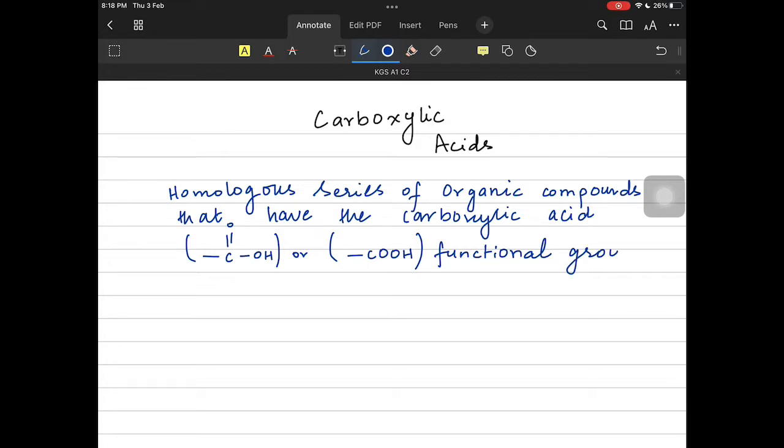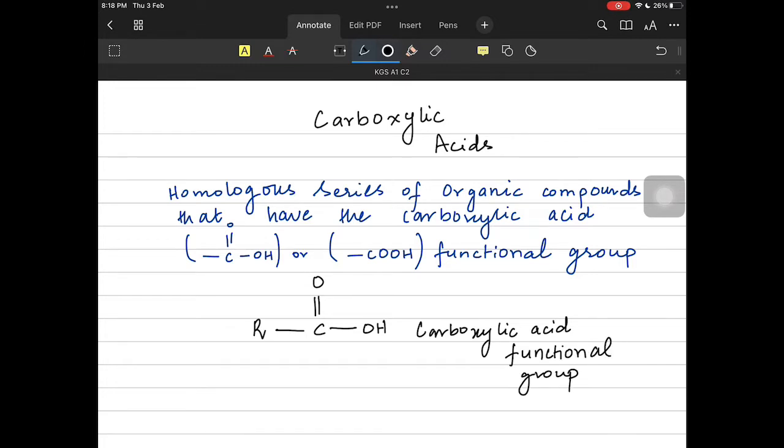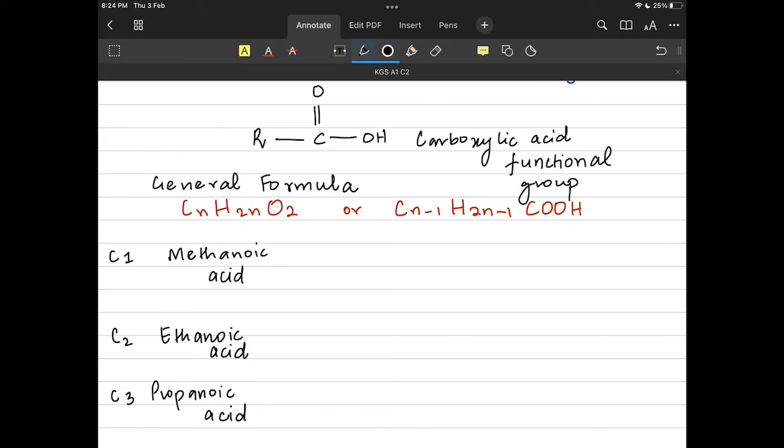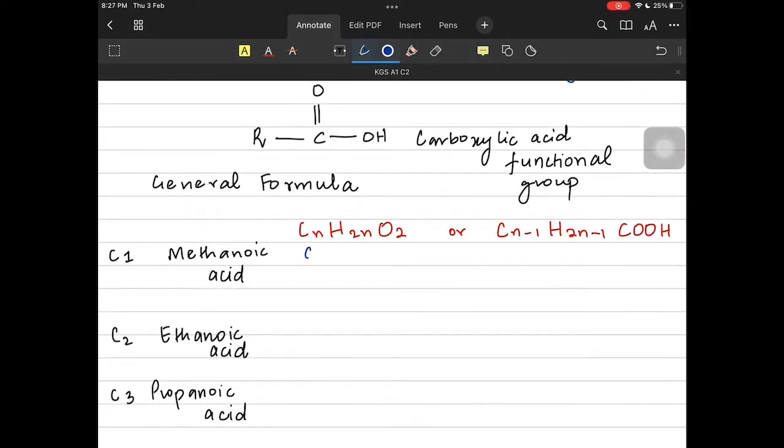You know, functional groups are specific atoms or specific groups of atoms that control the properties of the compound. So it's a C double bonded oxygen, then OH, and then the R could mean anything. It could be H, it could be another carbon, it could be a chain of carbons. So this is the carboxylic acid functional group. The oxygen and OH have to be on the same carbon. Their general formula is CnH2nO2, or you can say CnH2n+1COOH, where the carbon count is n minus 1. Let's try writing the general formula and let's make the formula for other carboxylic acids.